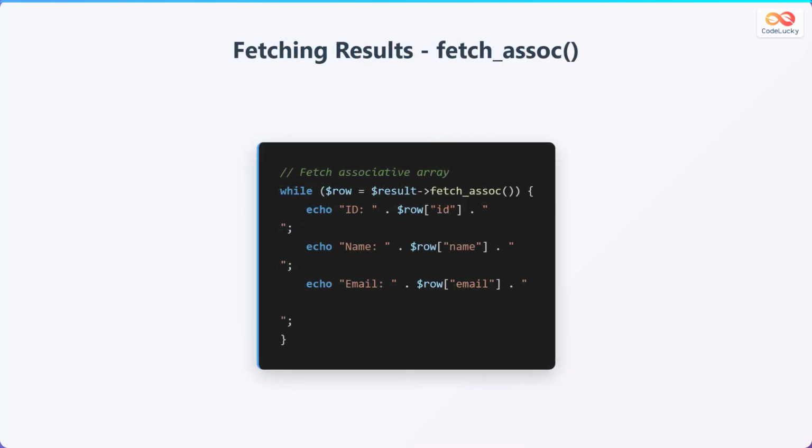After executing the SELECT query, you'll want to fetch the results to work with the data. One common method is to use fetch_assoc, which fetches the result row as an associative array. Here's how to use it in a while loop to iterate through each row of the result set. Inside the loop, you can access each column's value using the column name as the key in the associative array. For example, to display the ID, name, and email of each user, you can concatenate the values with appropriate labels and HTML line breaks to format the output.